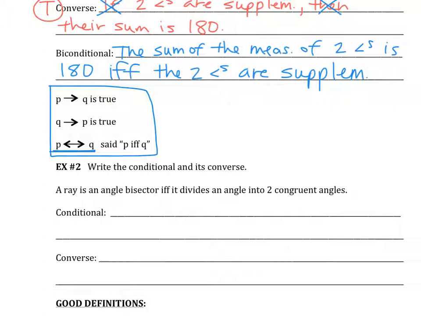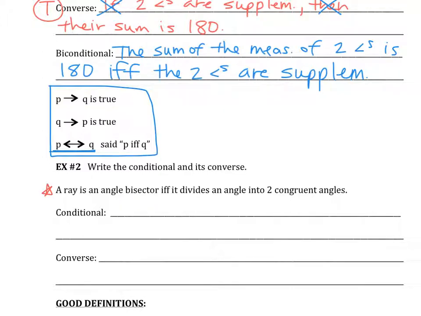Okay, so let's say I give you a biconditional. Could you write a conditional and a converse from that? So if I said this, a ray is an angle bisector if and only if it divides an angle into two congruent angles. So there's an if and only if in there right now. We need to take that out and put in what?